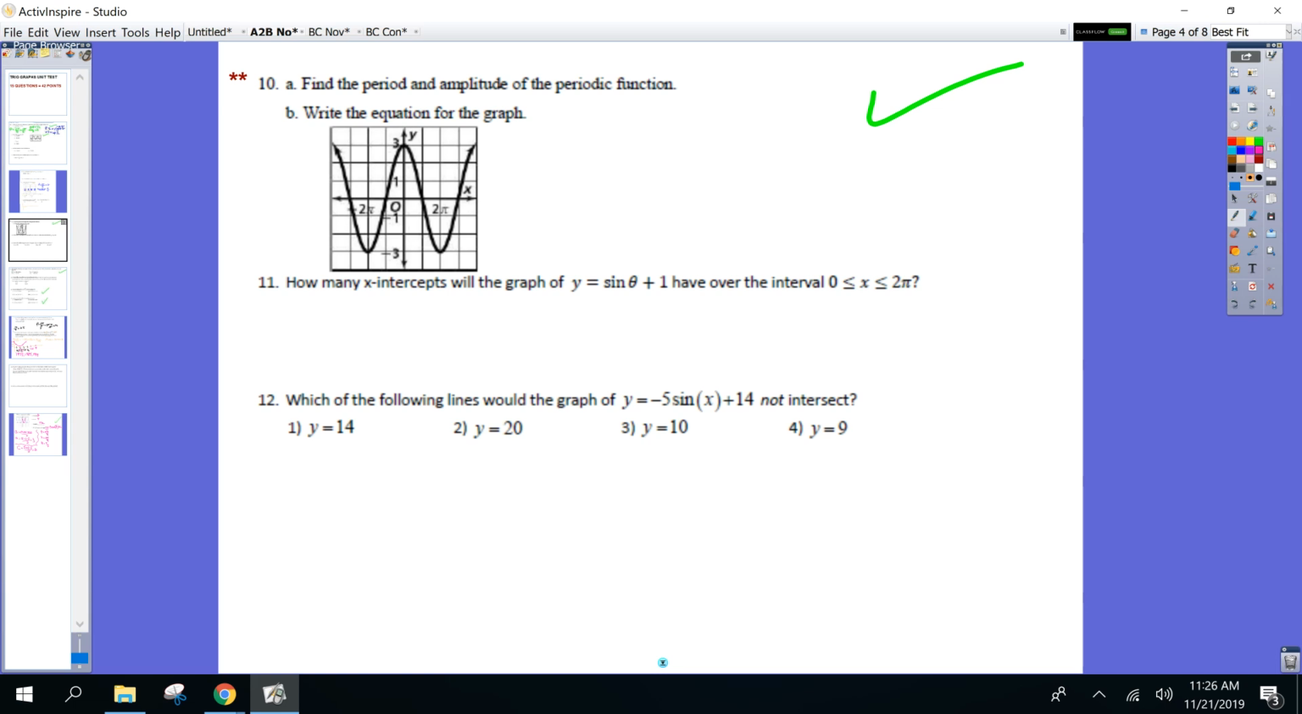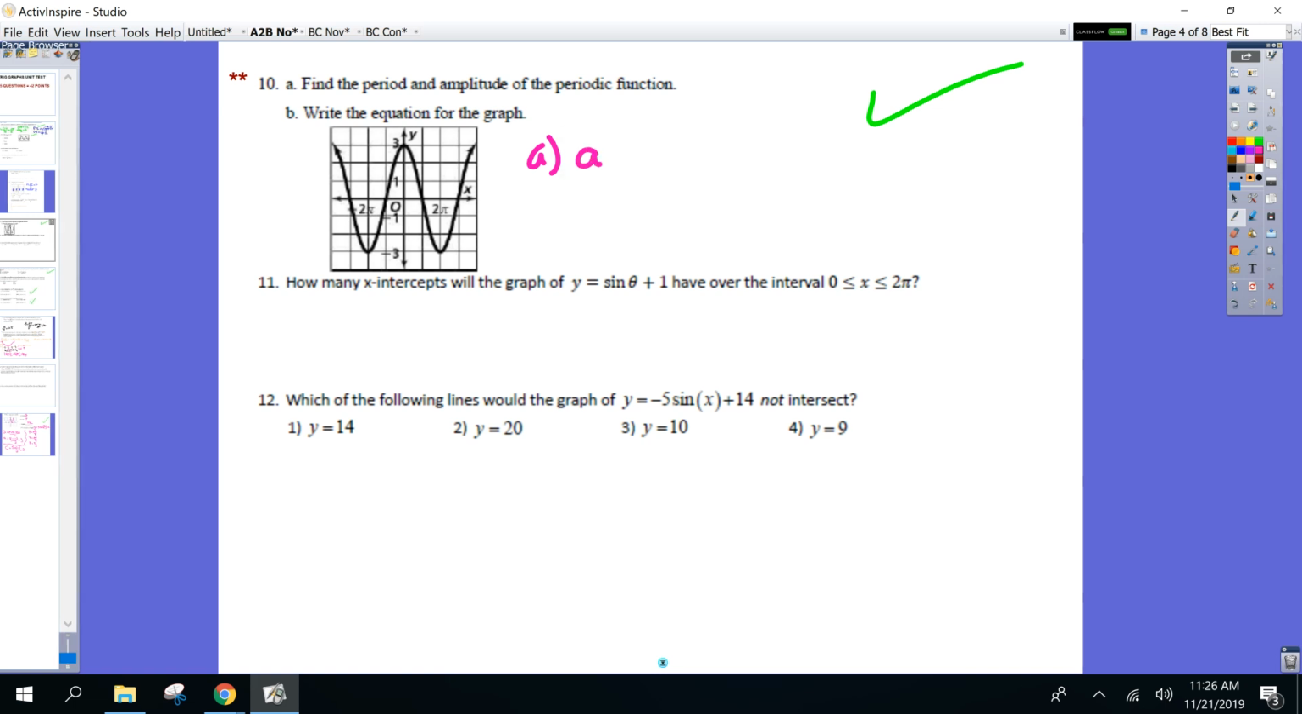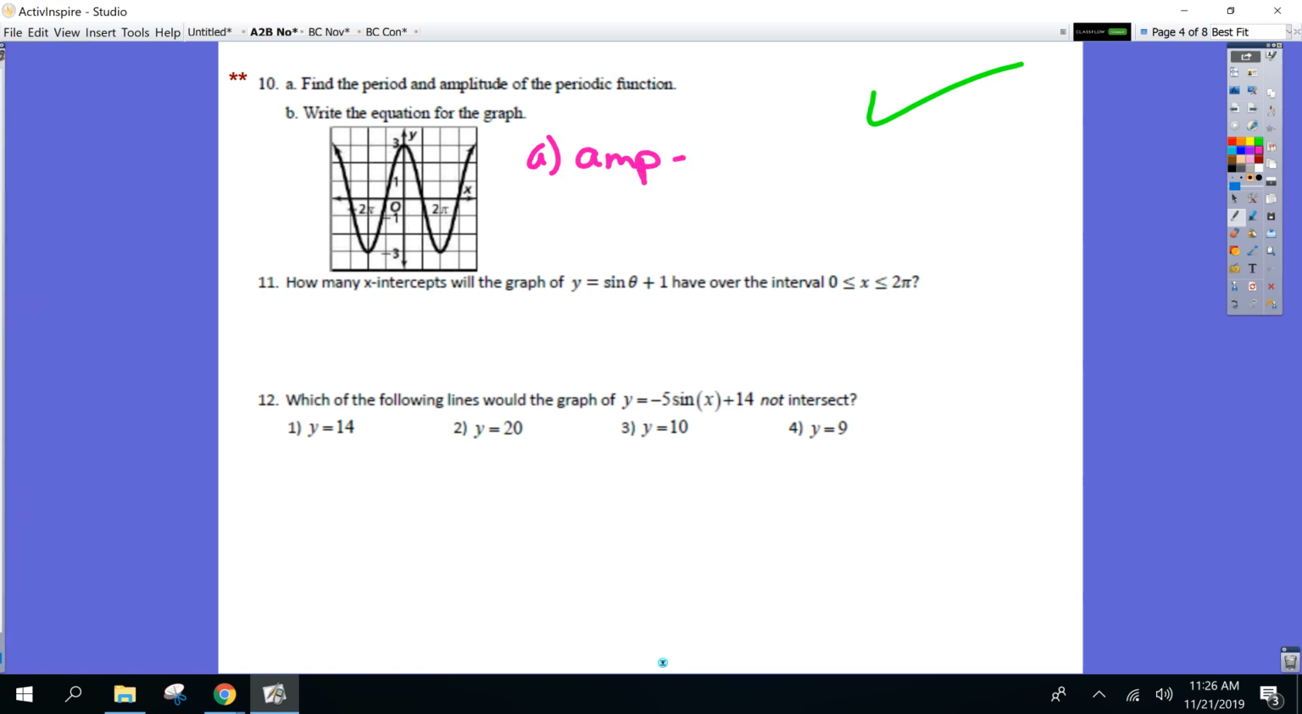We all have the same 10 here. All right, it does say period and amplitude first, so I'll do amplitude because I think that's the easiest. Amplitude, you can do max minus min if you want, but they go up and down to -3, so my amplitude is going to be 3.